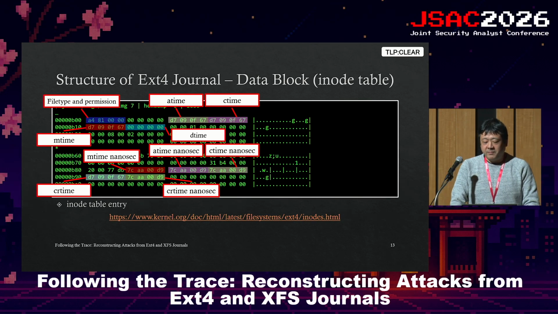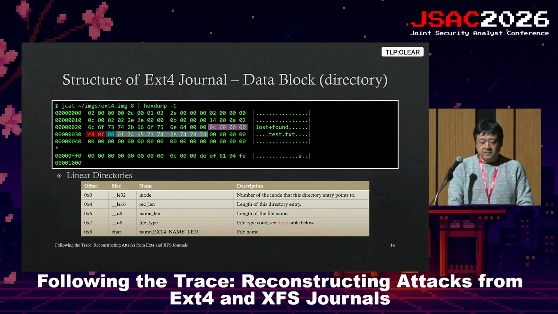This is an example of a data block. Ext4 records journals by blocks. Therefore, the journal's data blocks have exactly the same data as the file system blocks. The data block on this slide is a part of the inode table. This data block appears to be a directory entry because there are some texts which look like file names.